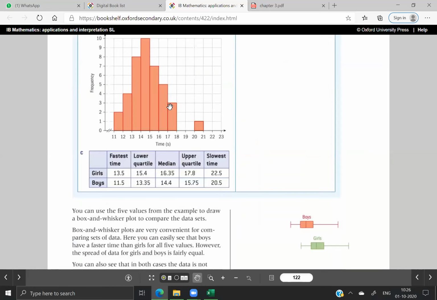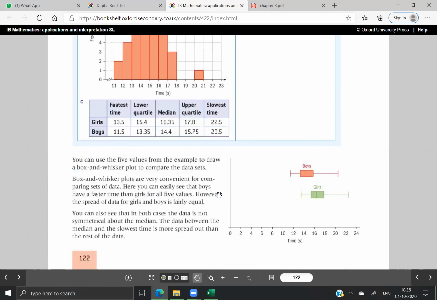So basically this was a quick recap of histograms which we have done yesterday. Today we will be seeing the box and whisker. So basically box and whisker is something like this. It is convenient for comparing the set of data. So boys and girls both here, you can see the box and whisker drawn, and it is very easy for us to compare these two data when it is drawn in this form. Now, how do we draw this? This I will show you.